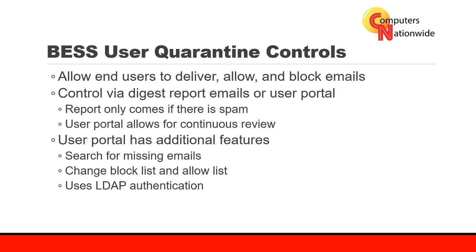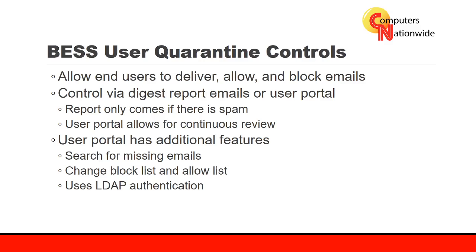But that's what the user portal is for, because oftentimes, since the report only comes if there is spam, or only comes once a day, and you need to verify if something got caught in quarantine or was rejected, the user portal allows you to have that continued ability to review emails that might be caught up. And it also has additional features. You're restricted, as you will see in a little bit, in what you can do with quarantine controls inside of that digest report email.